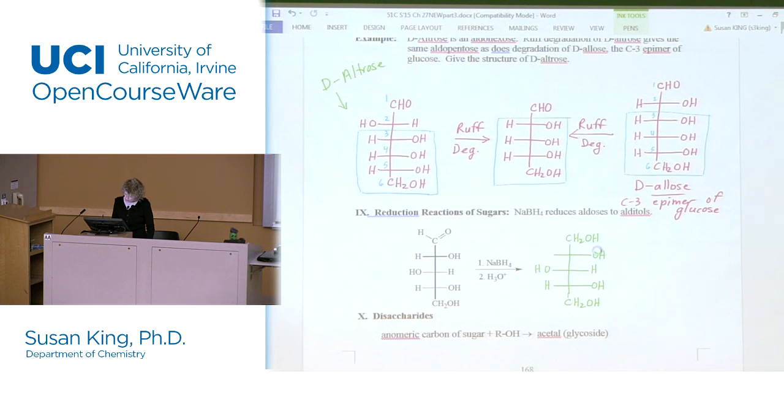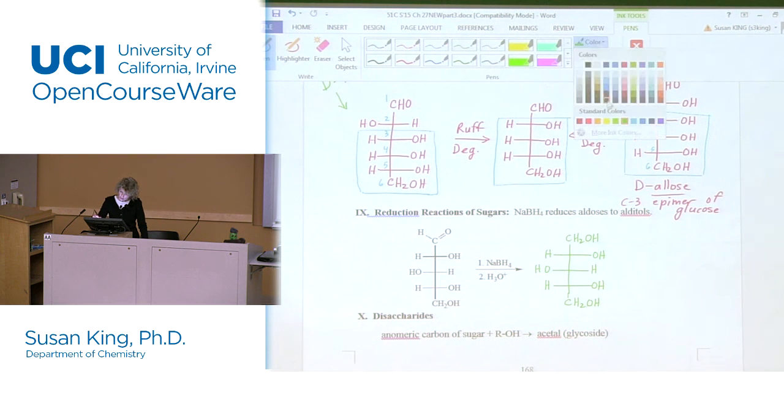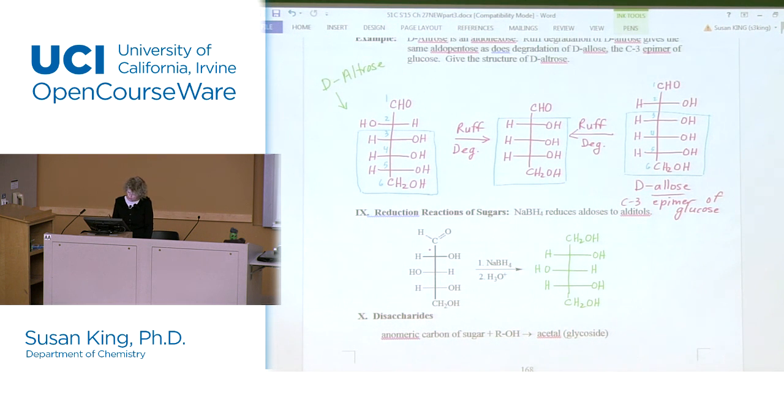And if you've gone to discussion already, some of you have, some of you haven't. Once you make both ends of the sugar the same, you can look for planes of symmetry here. And so here's another example of making both ends the same. We have 3 stereocenters right here. Okay, so when we reduce the aldehyde, we still have 3 stereocenters here.